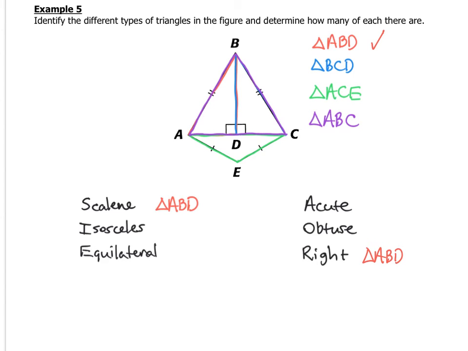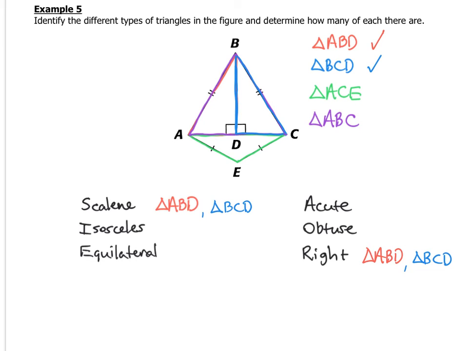Now let's look at triangle BCD. Triangle BCD, which again is this one here, has no congruent sides, so we would also call that a scalene triangle. It also has a right angle, so that would also be a right triangle. So now we've classified triangle BCD.